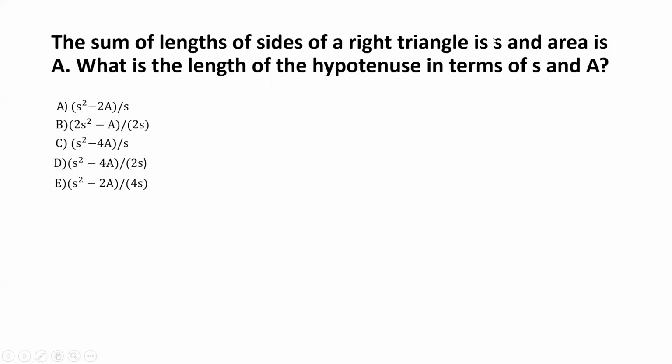The sum of lengths of sides of a right triangle is S and area is A. What is the length of the hypotenuse in terms of S and A? And we are given 5 different options and we have to pick the right answer.